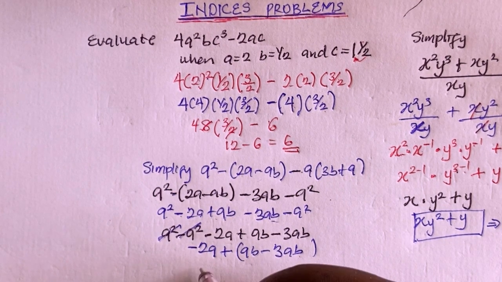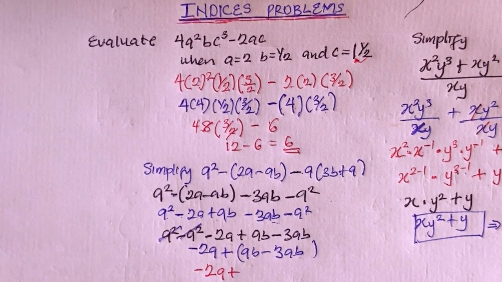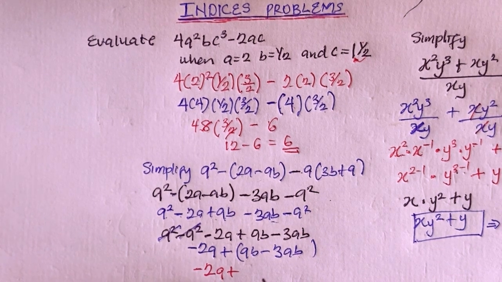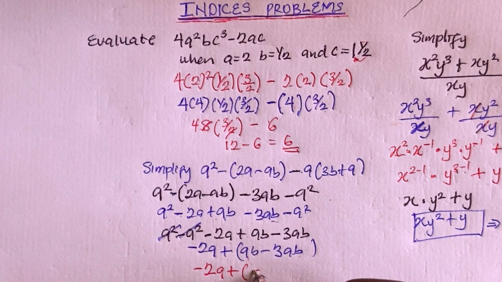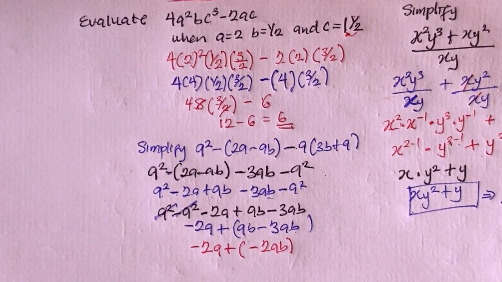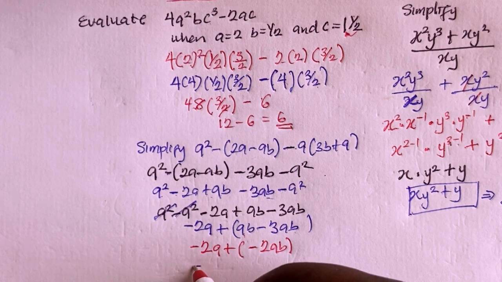So here I'm going to have minus 2a plus, but even if I'm not going to factorize, ab minus 3ab is minus 2ab. Instead of me factorizing it, I'm still going to have minus 2ab. So now I'm going to go ahead and open the bracket. Opening the bracket, I'm going to have minus 2a.